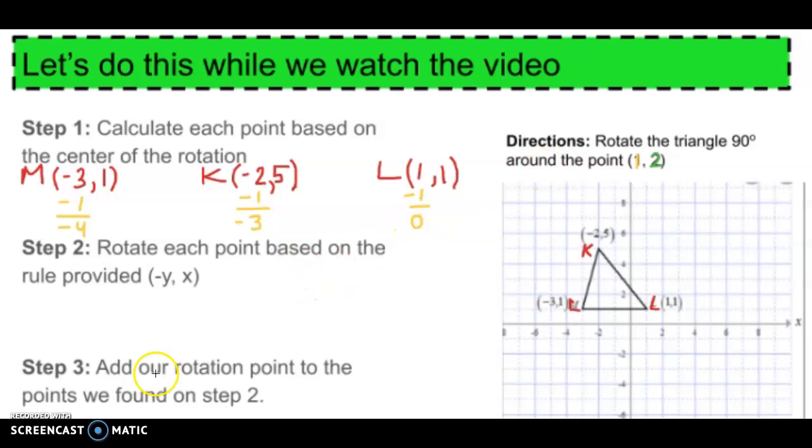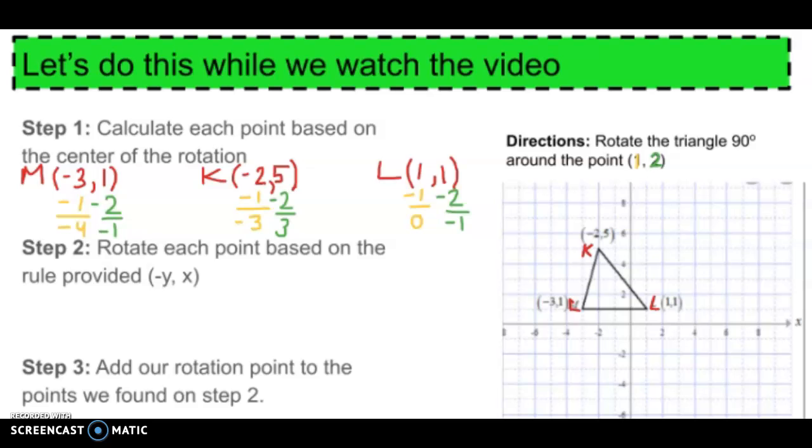Now that I've subtracted the x values, I can also subtract the y values. Again, we're trying to bring our point back to 0, 0 so that we can rotate it. Okay, so we're going to subtract 2 from each of our y values. And then when I do 1 take away 2, it's going to give me -1. When I do 5 take away 2, it's going to give me 3. And when I do 1 take away 2, it's going to give me -1.